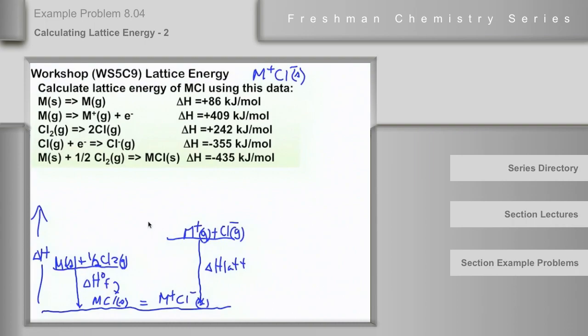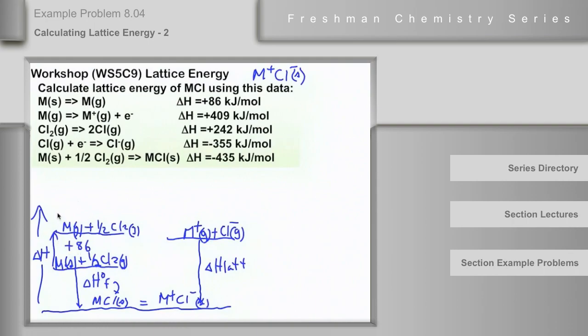We have to complete the rest of the cycle so that we can write the equation of what delta H of formation is equal to. And we can do it in any order that we want. We might start off by taking metal solid and going to metal gas. Our equation up here says that that costs us 86 kilojoules per mole, so this is plus 86.